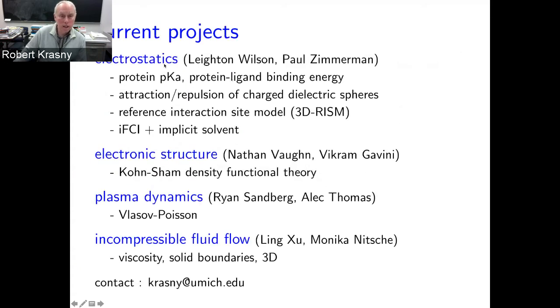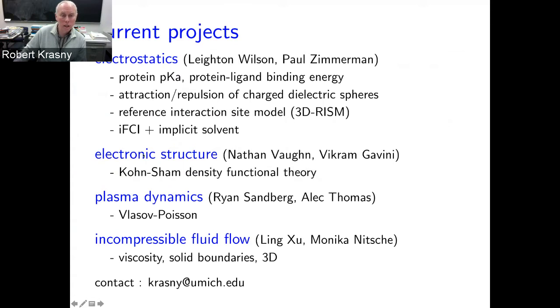Current projects in electrostatics: Leighton Wilson works on one of these projects, protein pKa and protein-ligand binding energy. Also attraction and repulsion of charged dielectric spheres. The reference interaction site model, 3D-RISM. The IFCI, the incremental full configuration interaction model, is for quantum chemistry. This is something that Paul Zimmerman has developed. Leighton, with one of Paul's students, is in the process of adding implicit solvent to that.